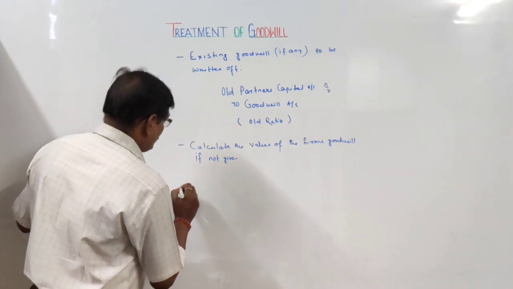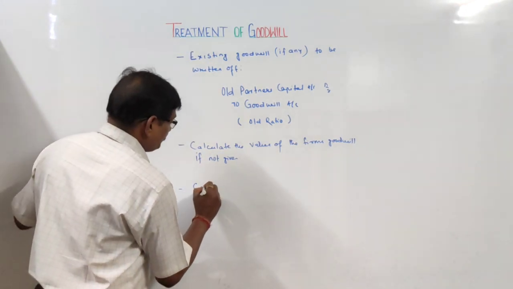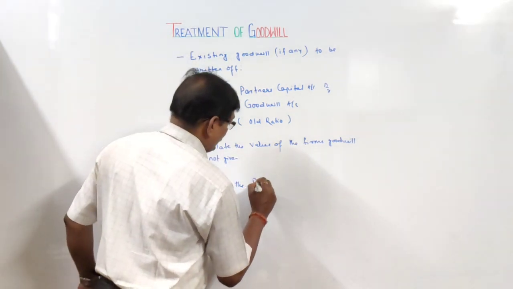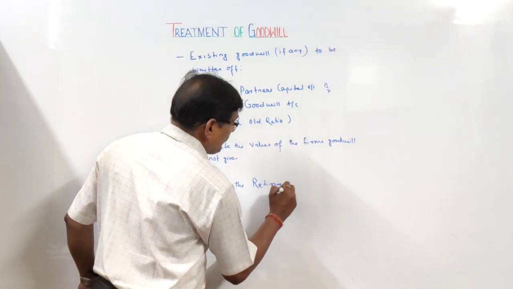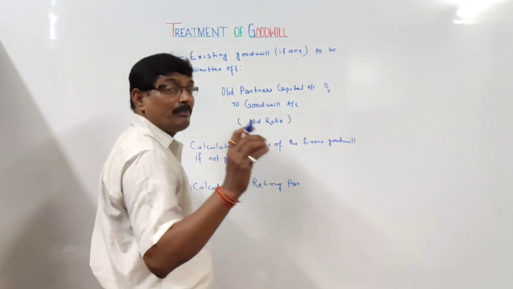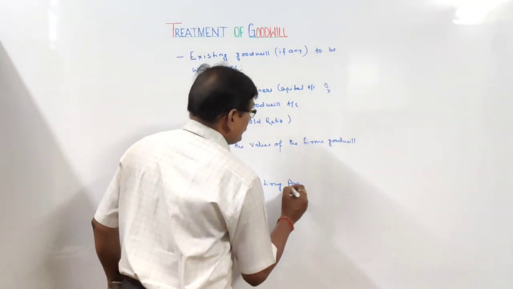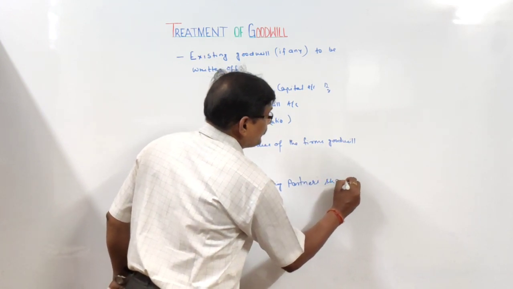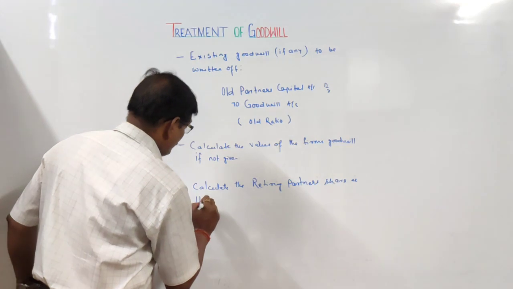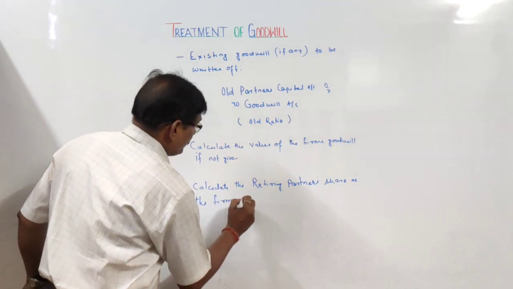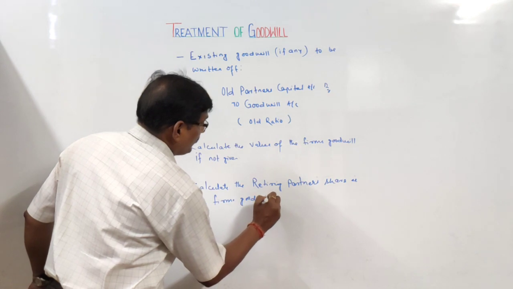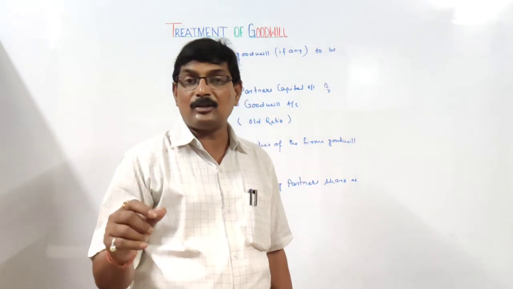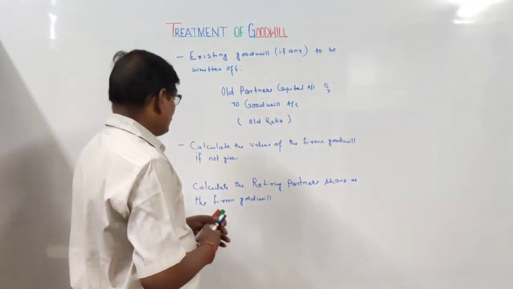The third step is to calculate the retiring partner's share. I will work it out with a practical question. Everything I will explain. Calculate the retiring partner's share in the firm's goodwill. So we have to calculate the value of goodwill, that is, the share of goodwill of the retiring partner. That's the third step.